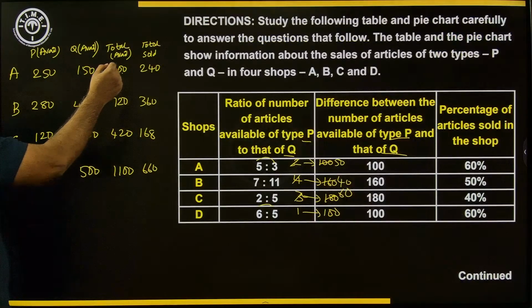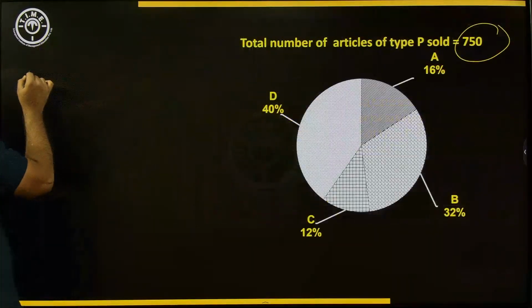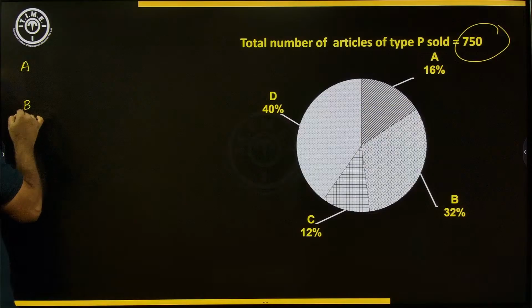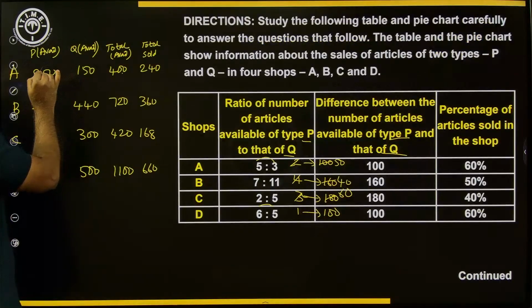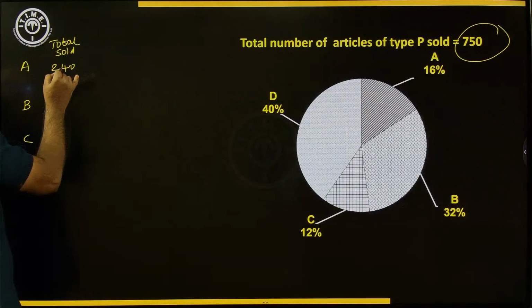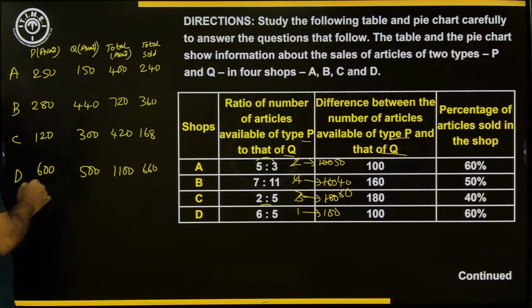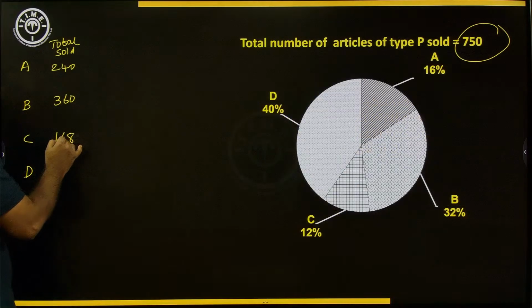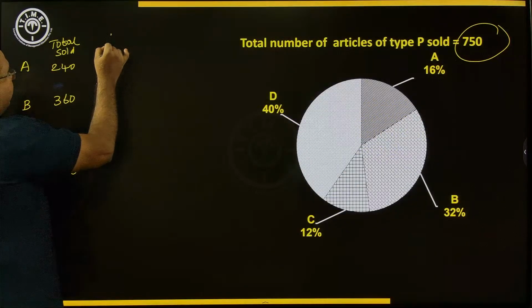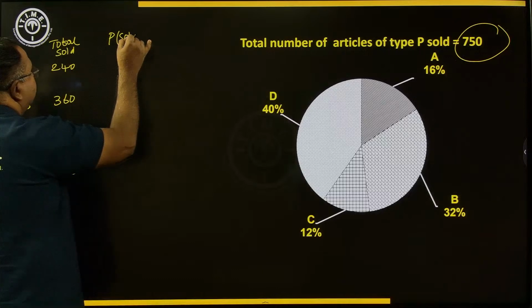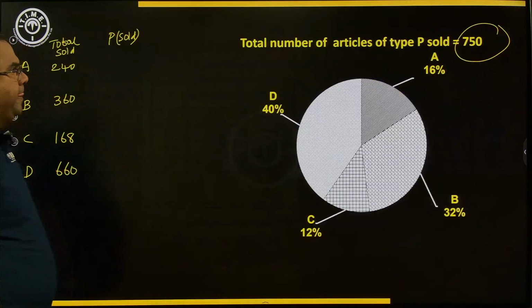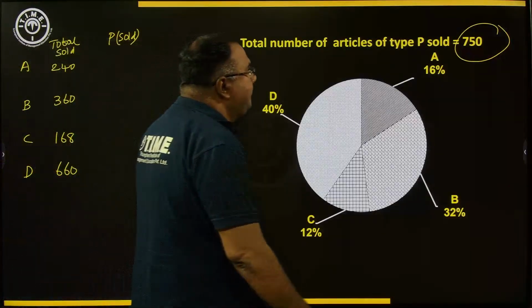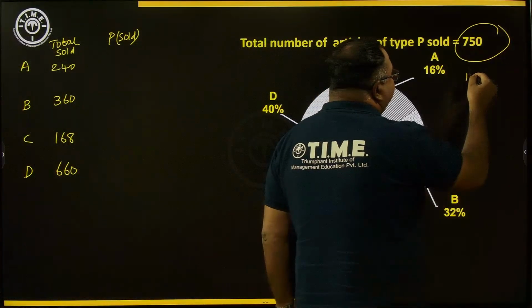Actually, I have to continue here. I don't have space here. So A, B, C, D, total sold. I got the values here: 240, 360, 168, 660. Out of this, how much is P sold? 16%. 10% is 75.